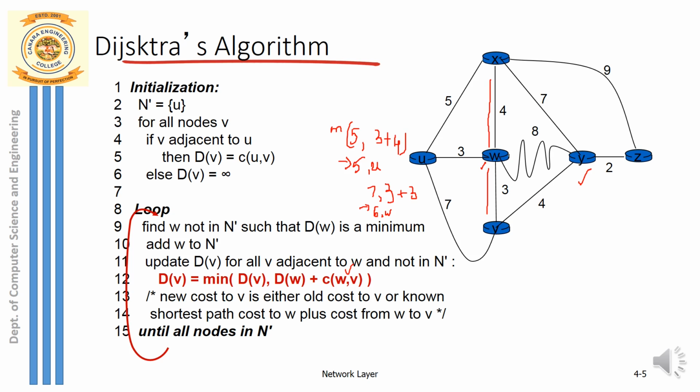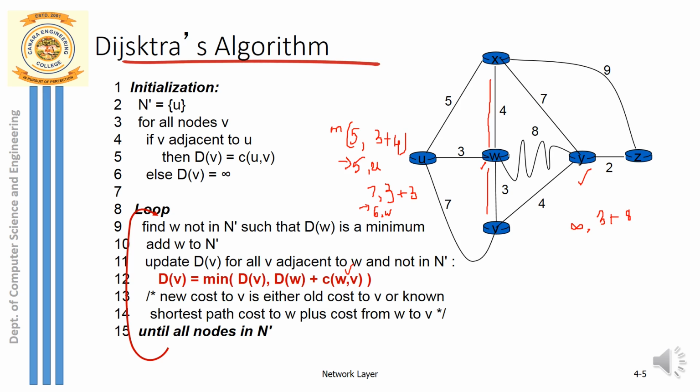So now you need to calculate the distance from U to Y. Earlier, in step 0, the distance from U to Y was infinity, so now you need to compare it with the new distance. U to W, the distance is how much? We already know from step 0 it is 3. Which you need to add to the cost to reach from W to Y. The cost to reach from W to Y is 8.